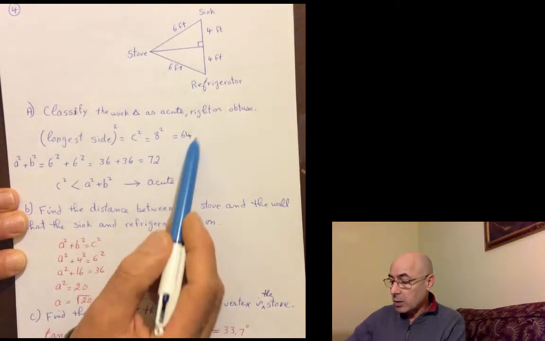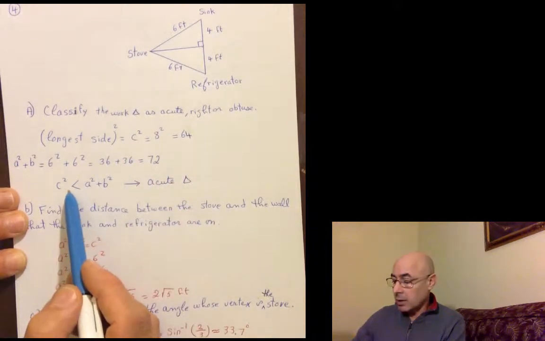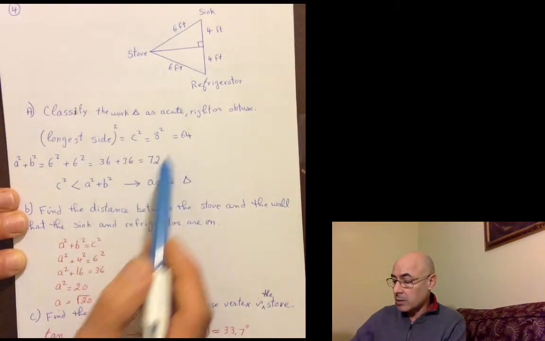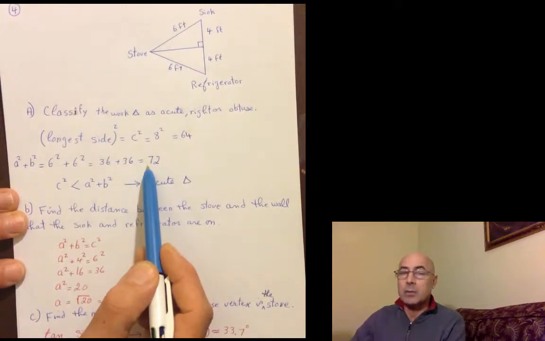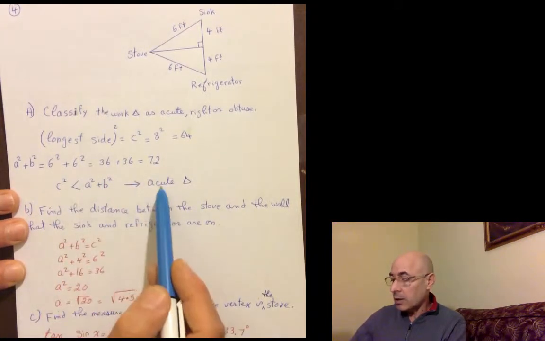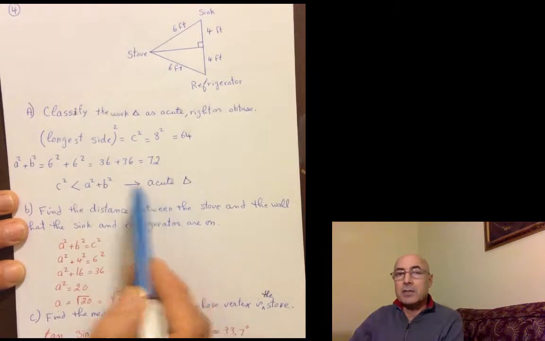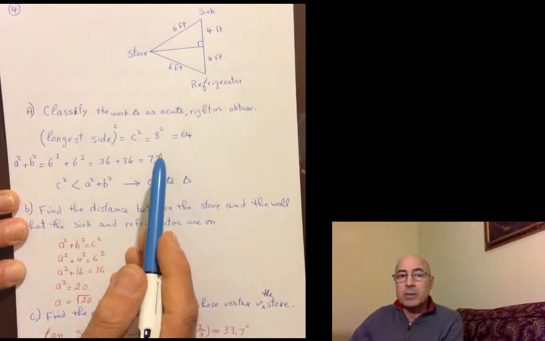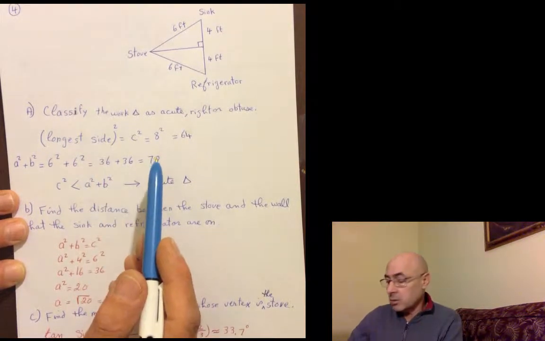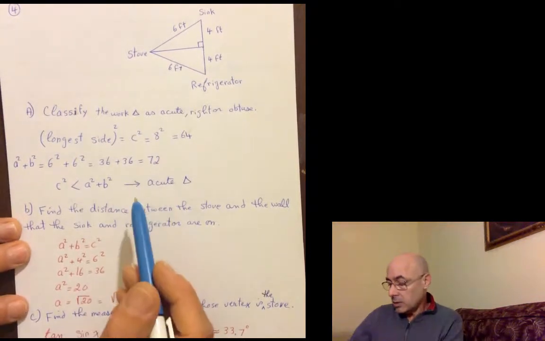So now c squared by itself is smaller than a squared plus b squared because 64 is smaller than 72. When c squared is smaller, then the triangle is acute. If c squared is bigger than a squared plus b squared, then the triangle is obtuse. If it's equal, it's a right angle.